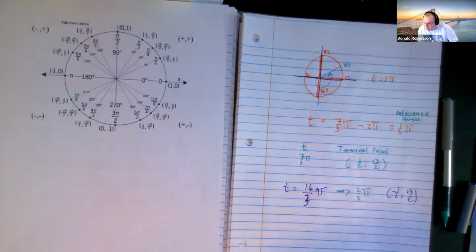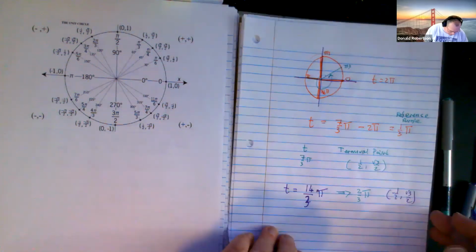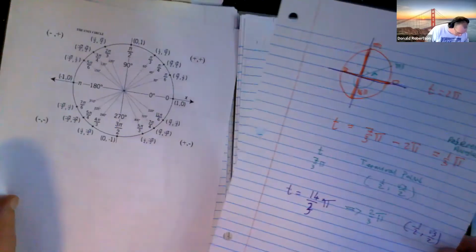So that's how you're going to cope with questions where the angle that they give you is too big. So if it's bigger than 2 pi, it's too big. Keep subtracting 2 pi and another 2 pi and another 2 pi until you get to the point where it's in the range 0 to 2 pi. Of course, they can do this to you as well.